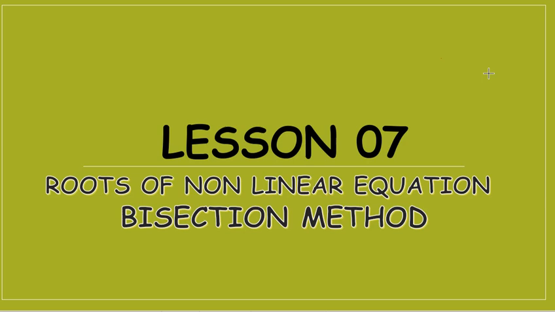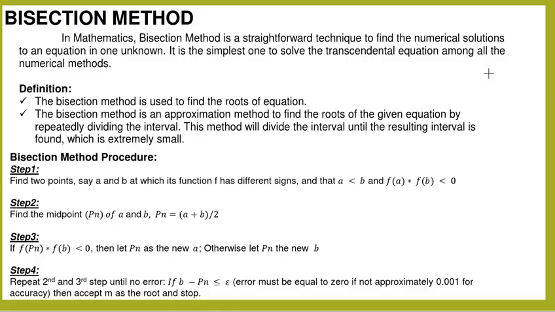Yung unang pag-uusapan natin is the bisection method. Okay? So, bisection method is a straightforward technique to find the numerical solutions to an equation in one unknown. It is the simplest one to solve the transcendental equation among all the numerical methods. When we say transcendental equation, these are the equations involving more complicated terms such as like the trigonometric, yung hyperbolic, yung exponential, or yung logarithmic function.